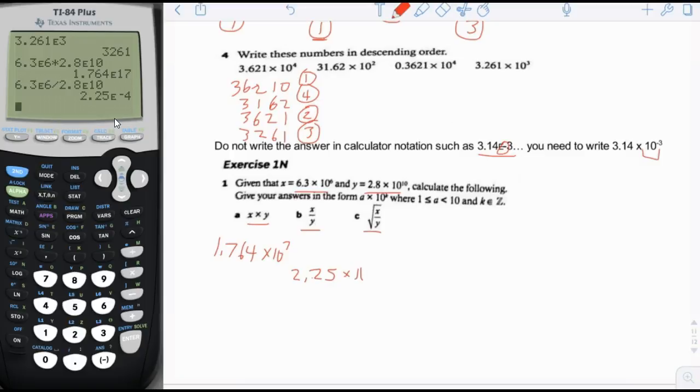Then we're going to take the square root of it. First we'll do the square root, and then we'll go up and grab this expression here, x divided by y, right? Go ahead, enter it. We get 1.5 times 10 to the negative 2. Okay, so that's it. Pretty easy, right? Scientific notation with a calculator is extremely easy.